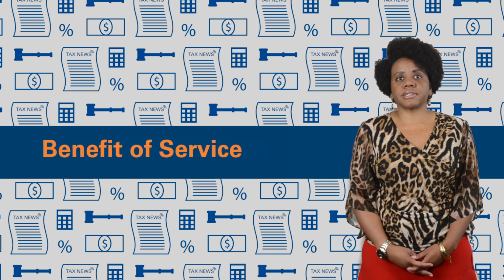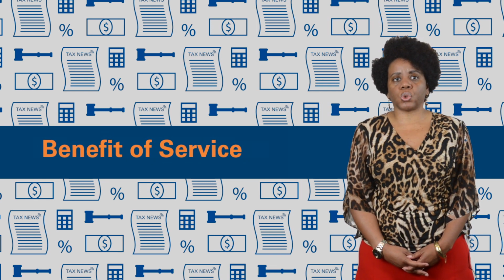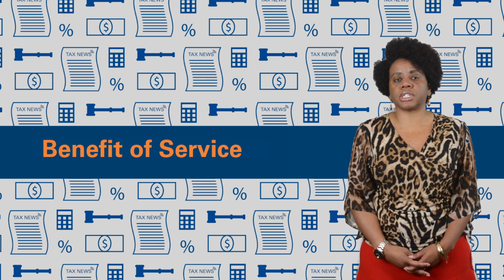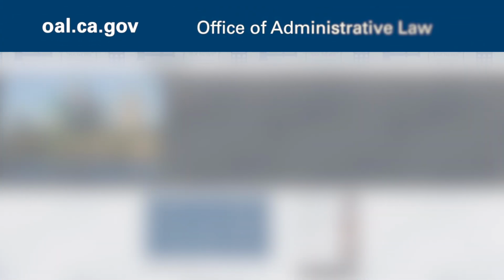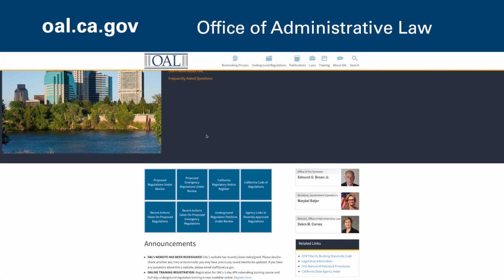As you start computing market assignments, a term that is commonly referred to is benefit of service. There are some specific regulations and rules that help you determine the location of benefits of service. You can find those regulations here. Go to the Office of Administrative Law.